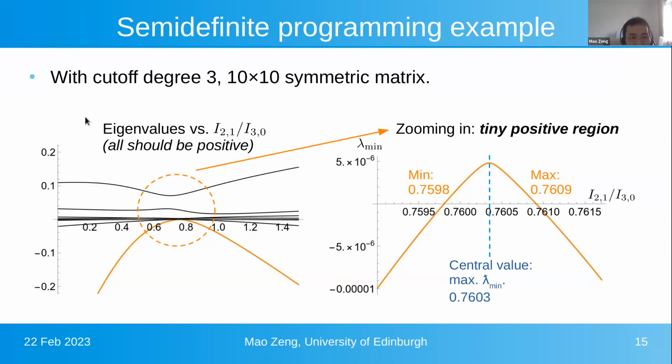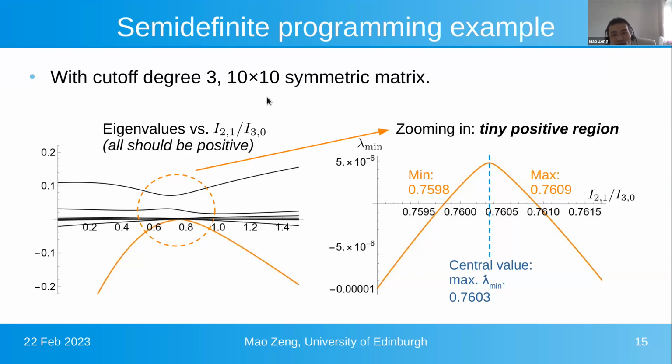So you actually have to zoom in on a tiny region in this plot to see that the lowest eigenvalue actually becomes positive in a small region, which is of the size 10 to the minus 3. Even in this region, this eigenvalue only becomes a little bit positive. And so this is the two-sided bound. This is the precise two-sided bound you are after.